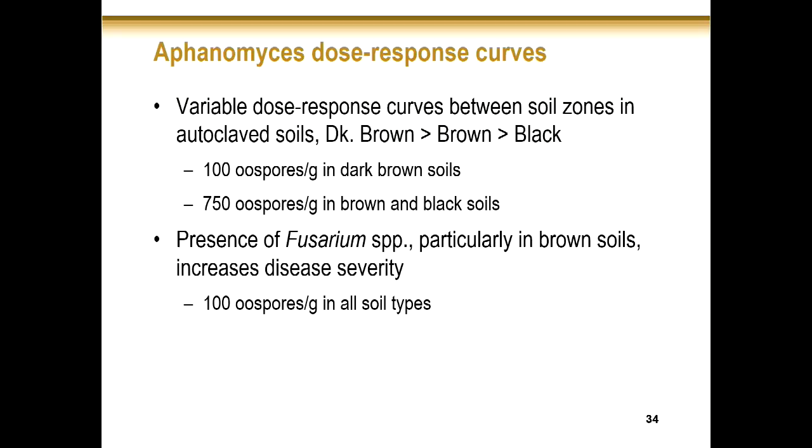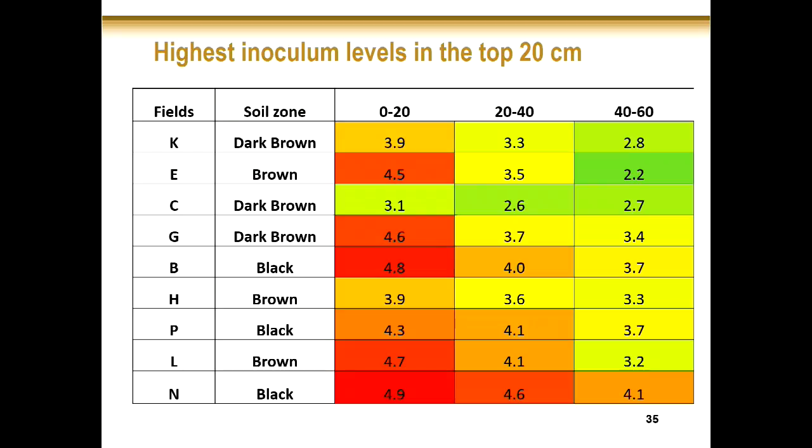So the next thing that we wanted to do was map where we were finding this Aphanomyces inoculum. So we went out and sampled soil from a whole series of fields. Again, this is in Saskatchewan, and we looked at what the inoculum potential was in the 0 to 20 centimeter soil layer, 20 to 40, and then the 40 to 60. And what we found here, based on the disease severity ratings, is that most of the inoculum is occurring in that 0 to 20 centimeter layer.